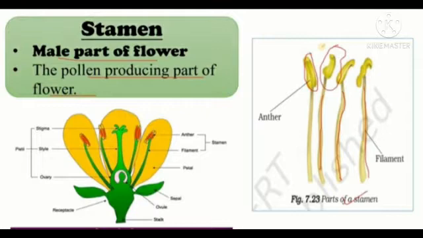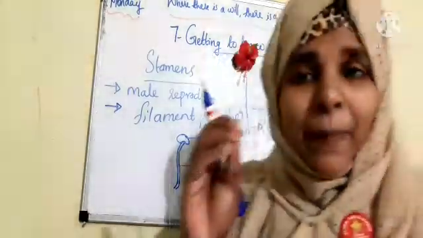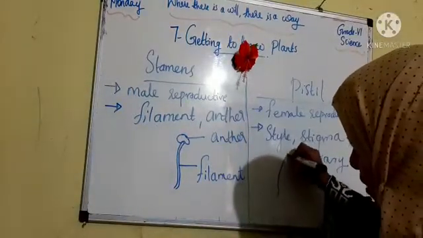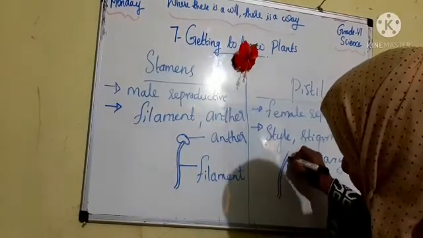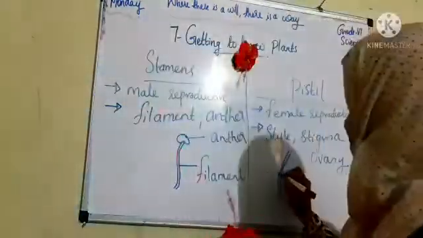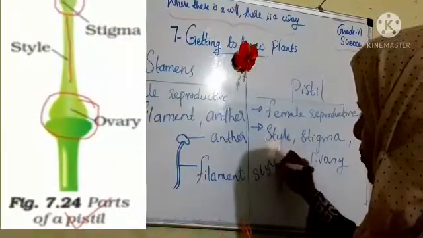So let's check the female reproductive part of a flower, that is the pistil. Students, in the female reproductive part of a plant, the pistil, we can draw like this. Here a long tube is present. The long tube is called the style. This we call the style of a flower.